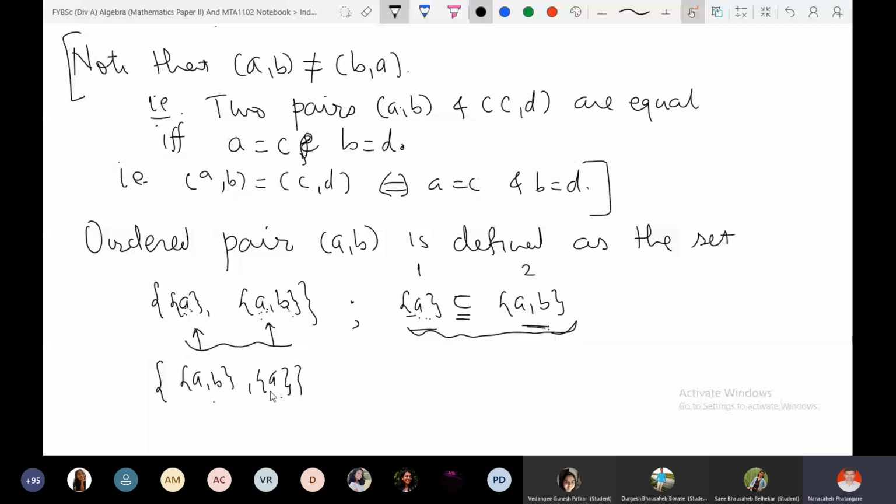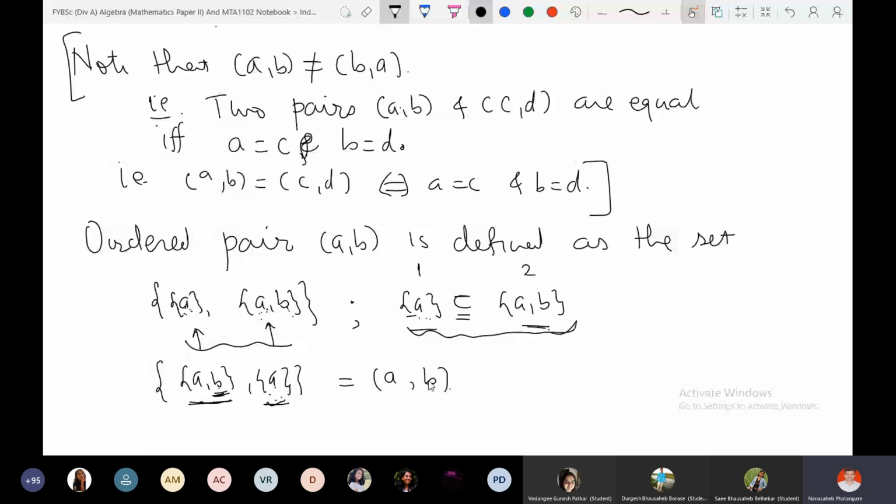So which is the first component? This is the first component because this is a subset of this, right? So singleton A is the first component and this is the second component. What is the element present in the singleton, and what is the second component? AB is a bigger set, so the element in the bigger set which is not in the smaller set. B is a new member which is not in the smaller set, so that is the second component. In this way, ordered pair is defined in general.